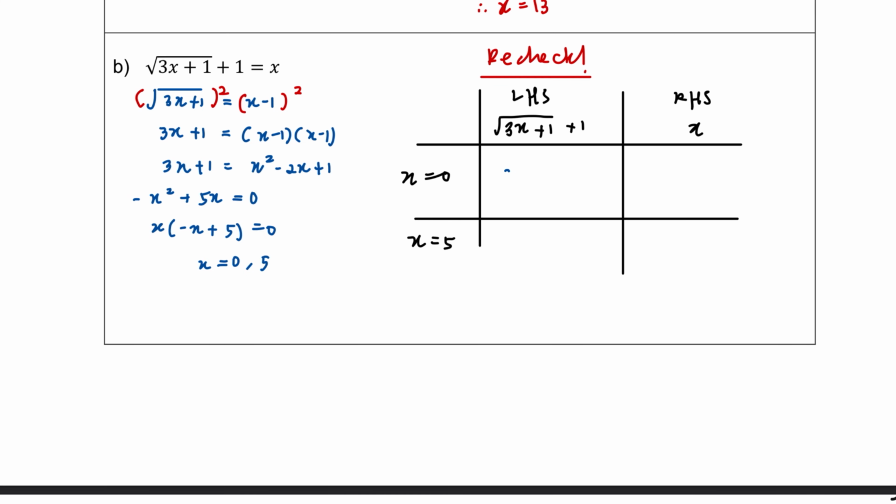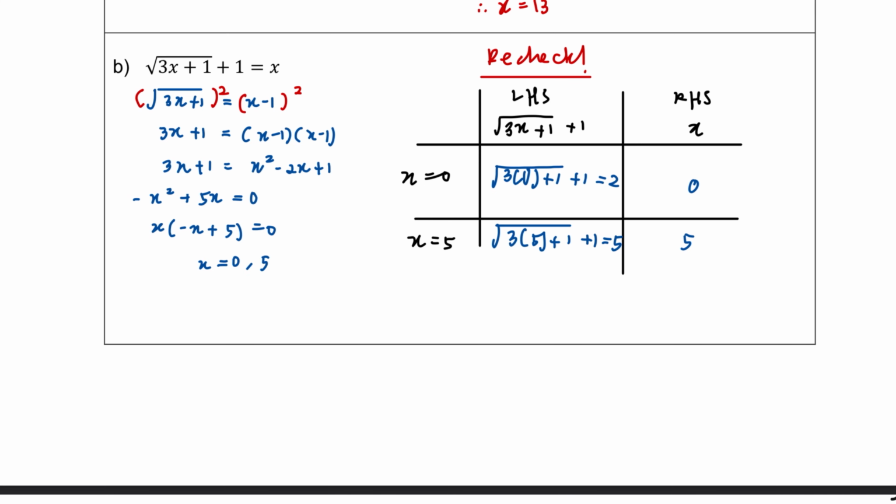So the first one kita akan dapat 3 times 0 plus 1 is 1. Square root 1 is 1. And then plus 1, you get 2. Okay, so right hand side is 0 lah. Masukkan 0 dalam x, dapatlah 0. Okay, so next kita masukkan apa ni? 5. So 3 times 5 plus 1, 16. Okay, 16 square root dapat 4. 4 plus 1 we get 5. Okay, and then right hand side memang 5.